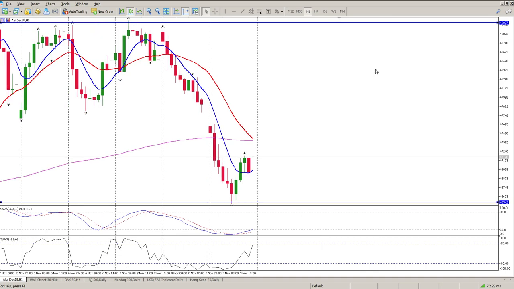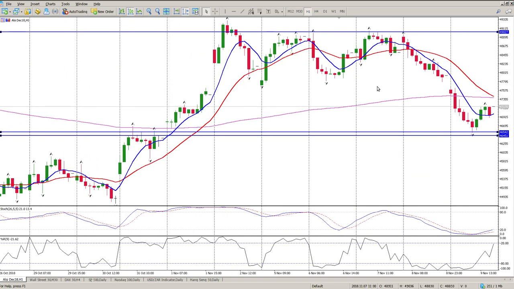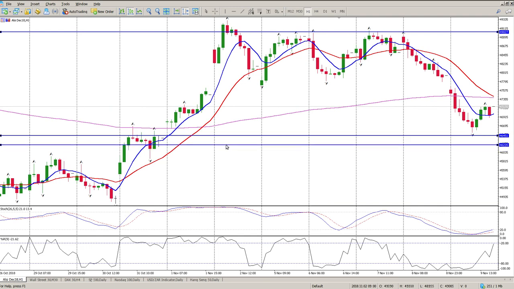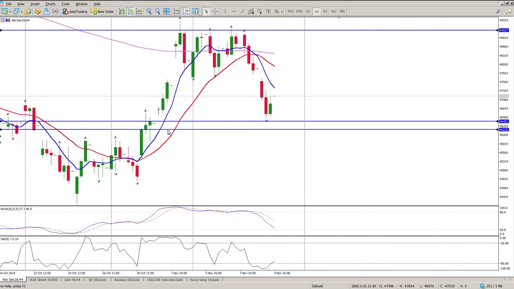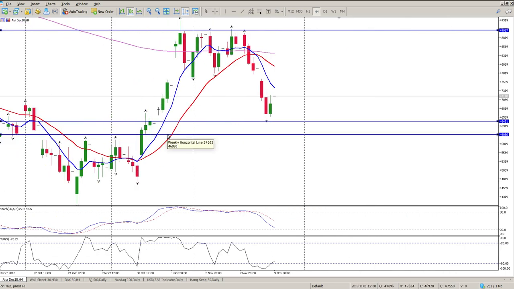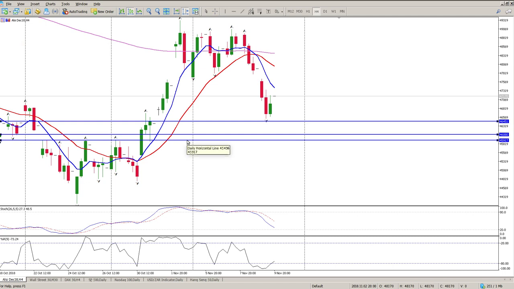I'm just going to take that one out of the way. There is another inside tail here, so there is an inside tail, and I think if we go to a higher time frame, yeah, we have two scenarios here.